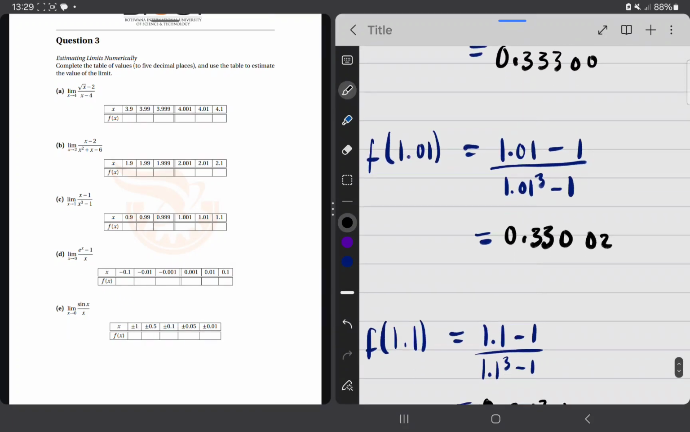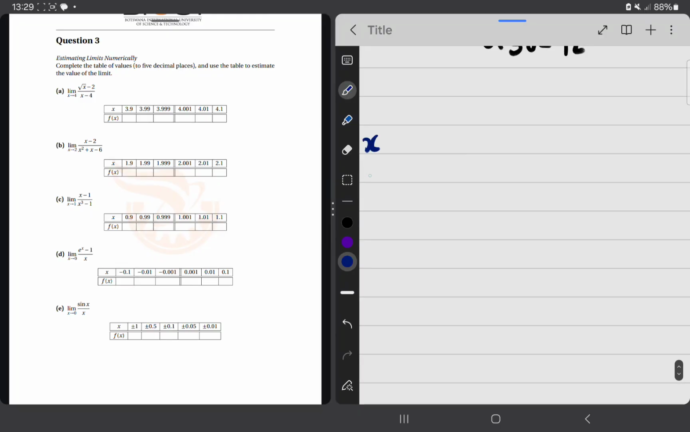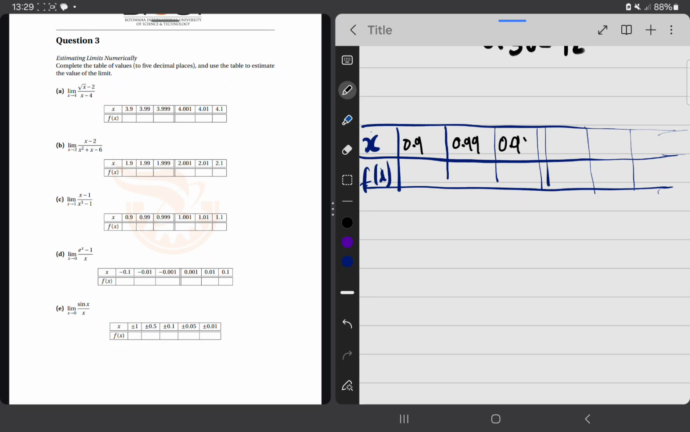Now, we have it to 5 decimal places, and I can just make my table to say x, then f of x. So the work was in punching. You had to do the work of punching. So here we have the values: 0.9, 0.99, 0.999, 1.001, 1.01, 1.1. Now let's put the values.